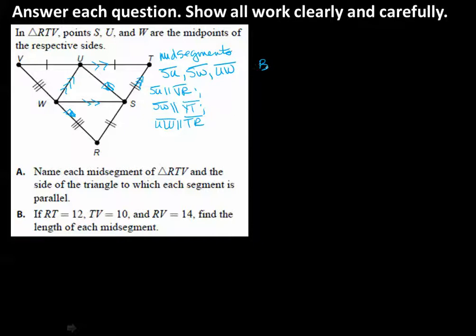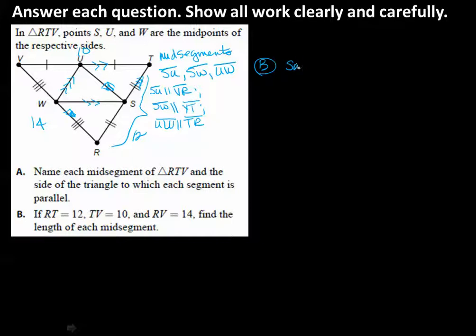Part B says RT is 12. Got to find RT. That's this one right here. That one's 12. TV is 10. There's 10 for TV. And RV is 14. Find the length of each midsegment. So I'm going to come up here.